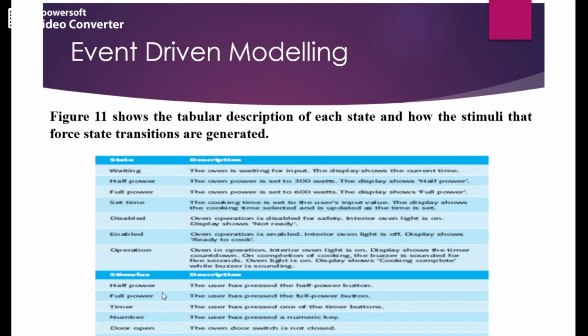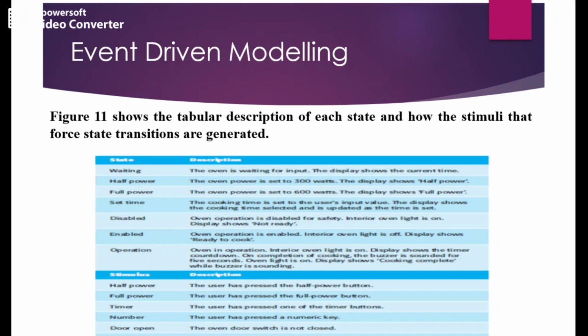One more state you can see, that is operation. So the oven is in operation now. The interior oven light is on. The display shows the timer counting down. On completion of cooking, the buzzer is sounded for 5 seconds. The oven light is on, and the display shows cooking complete while the buzzer is sounding.